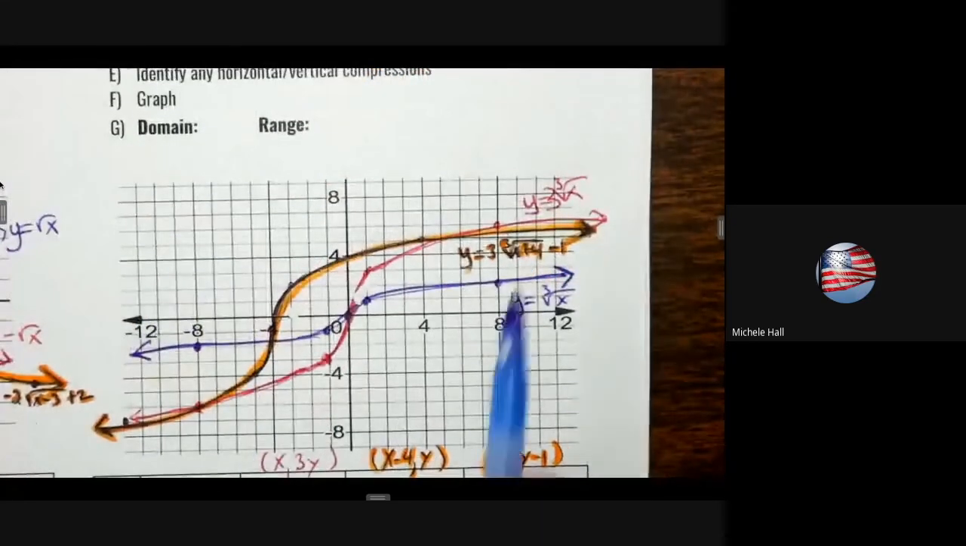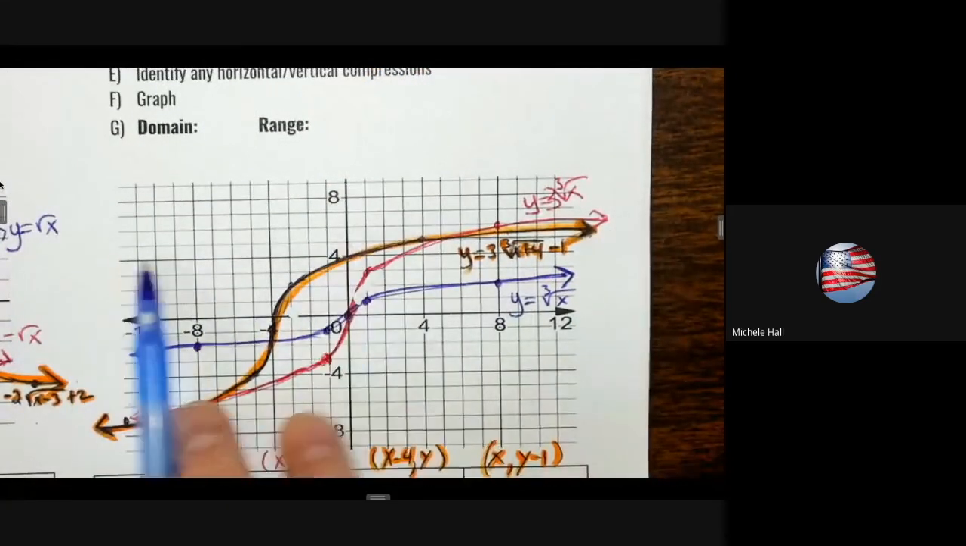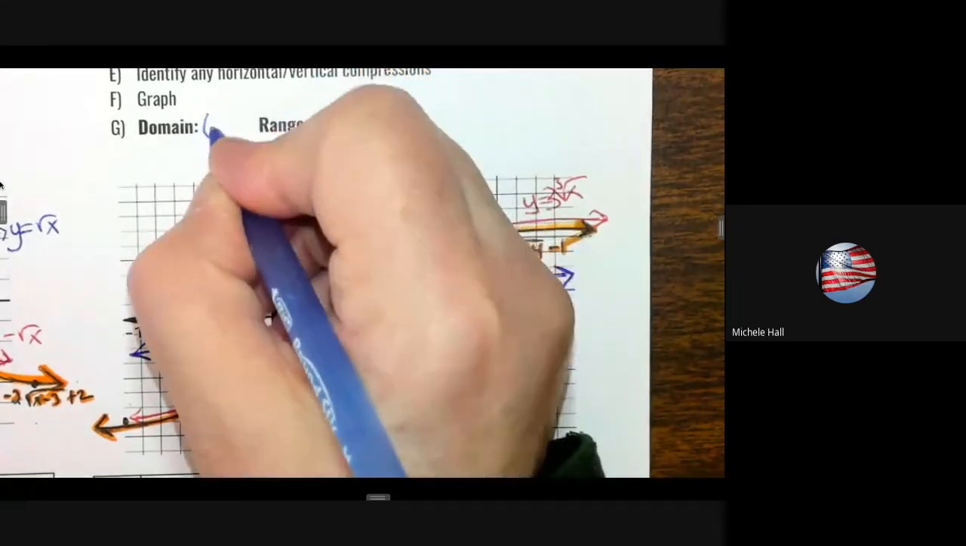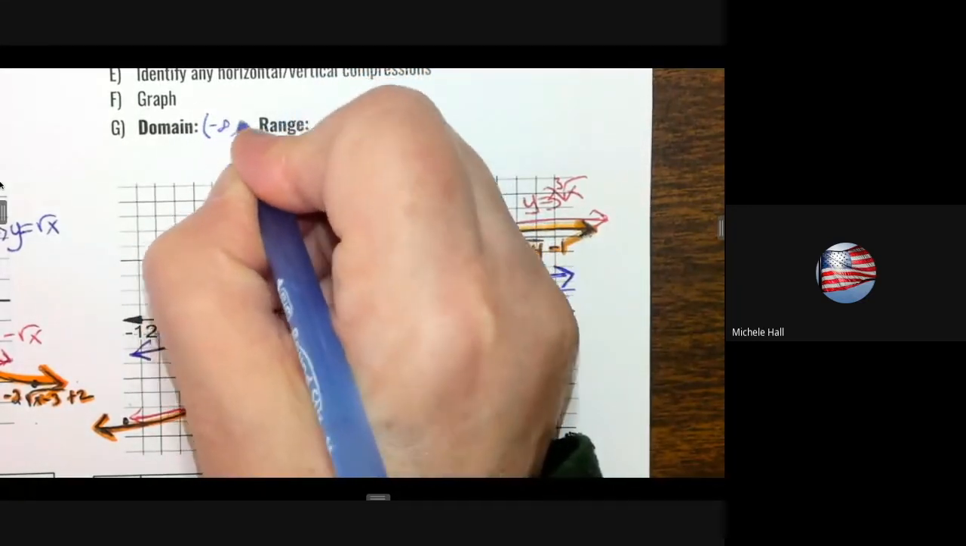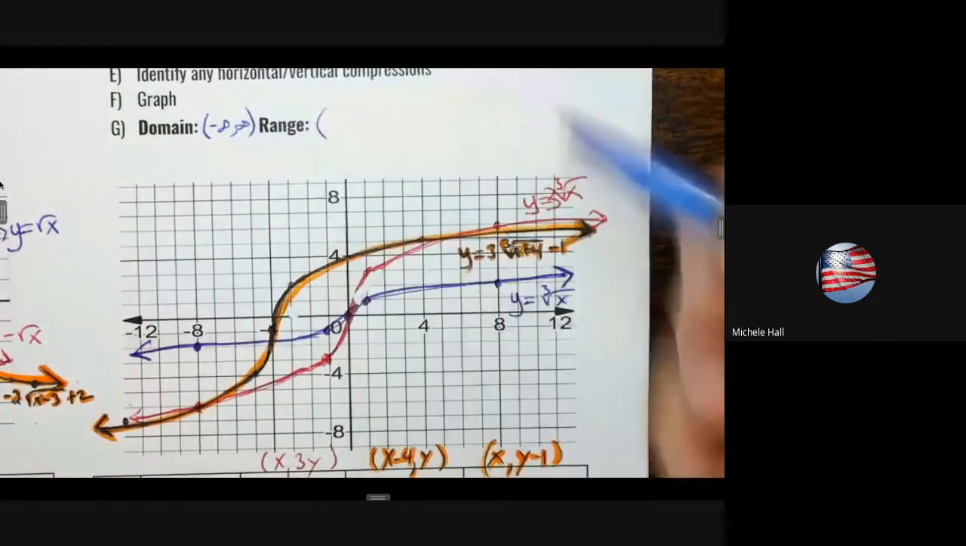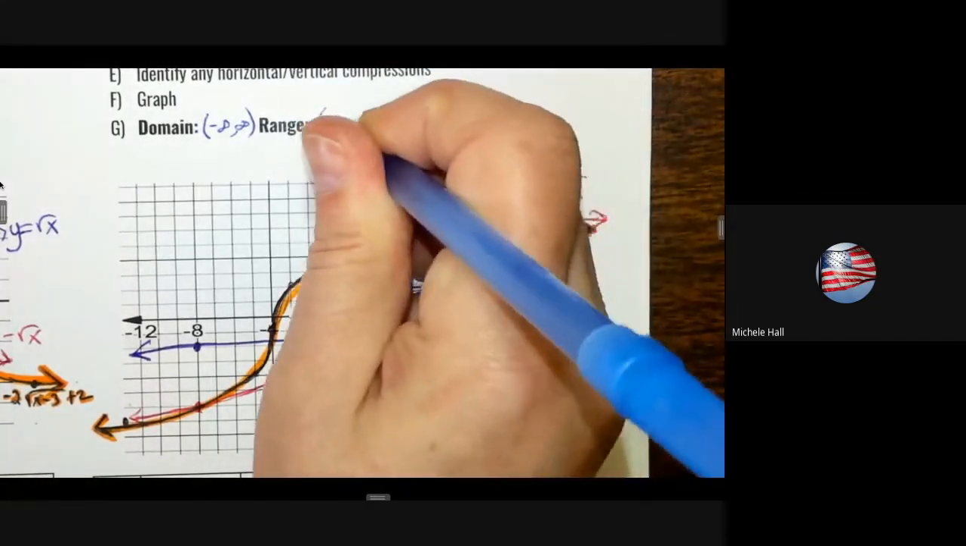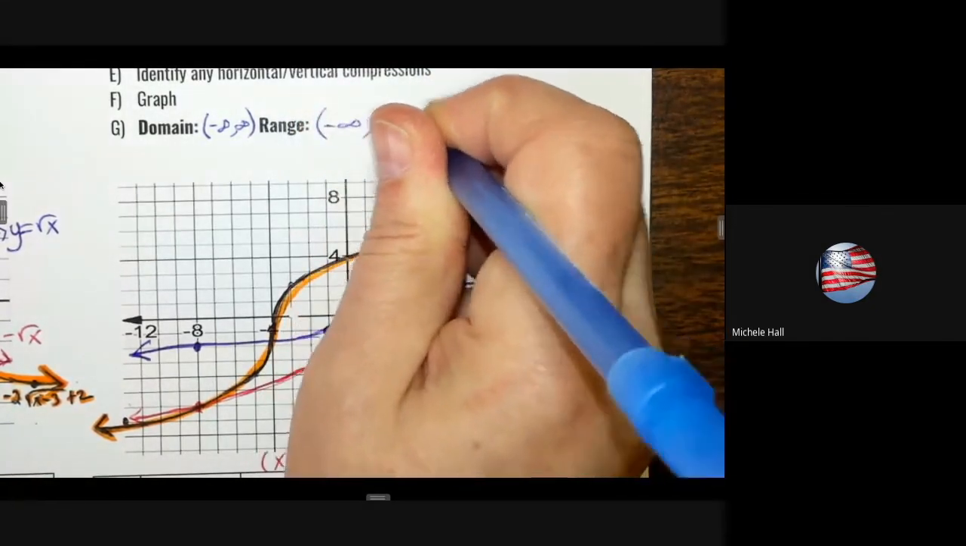Domain for this function is all the reals. The negatives work, the positives work, everything works. It's all the reals. So we're going from negative infinity to positive infinity. The range is also all the reals. Negative infinity to positive infinity.